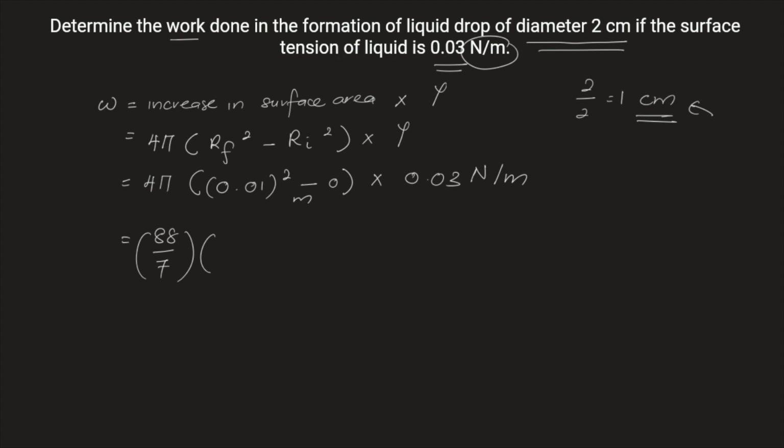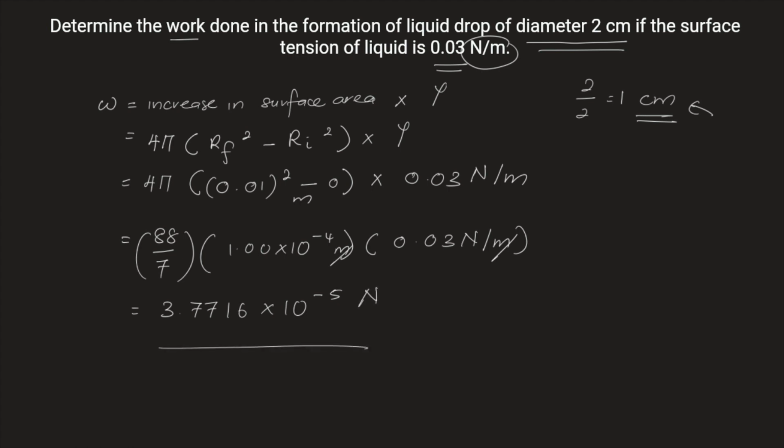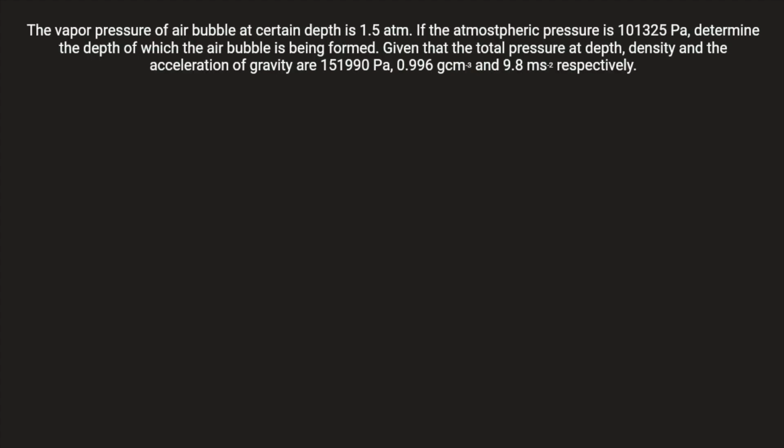And then 0.01 squared is equivalent to 1.00 times 10 to the power of negative 4. And then times 0.03 Newton per meter. This one should be meter. So you should get your final answer is 3.7716 times 10 to the power of negative 5. So here it should be in Newton. So it should always be in Newton. So this is your final answer for the third question.